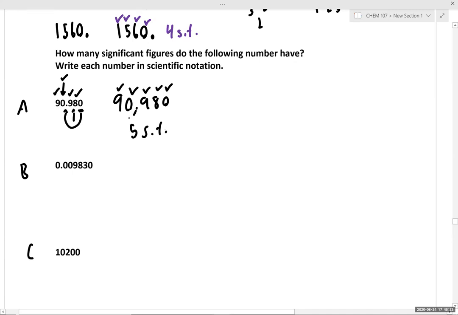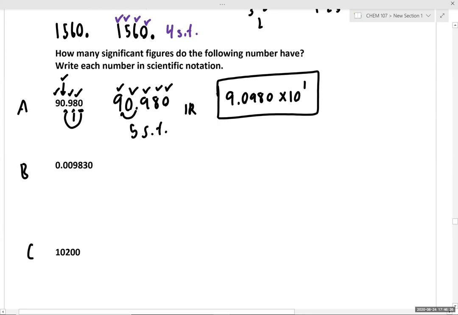So if we move our decimal point 1 space to the right, we get 9.0980 times 10 to the first. Now it's really important that your number in scientific notation have the same number of significant figures as your longhand or long form number. And as we can clearly see in scientific notation, we have 5 significant figures.